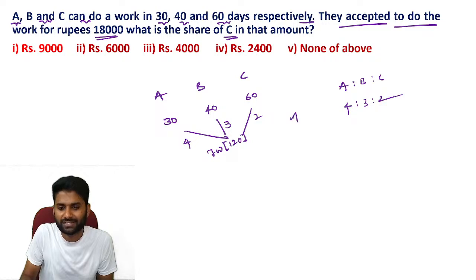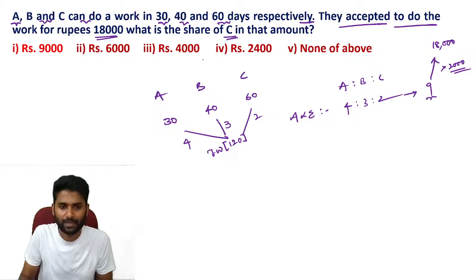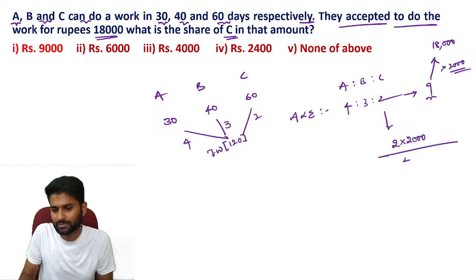The amount ratio is directly proportional to the efficiency. It means if the total is 9 units, A will get 4, B will get 3, C will get 2. If 9 becomes 18,000, then each unit is equal to 2,000 rupees. Now the question: what is the share of C? 2 multiplied by 2,000 is exactly equal to 4,000 rupees.